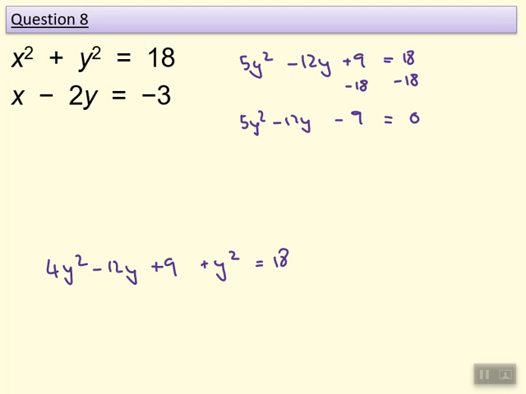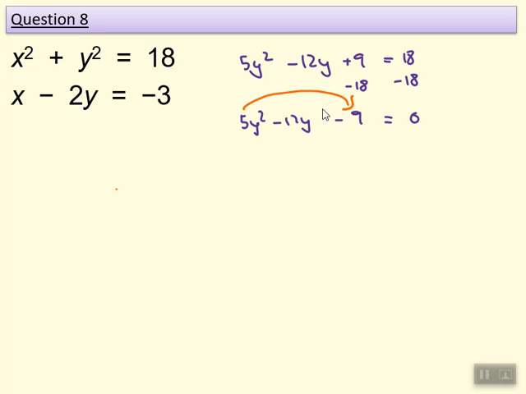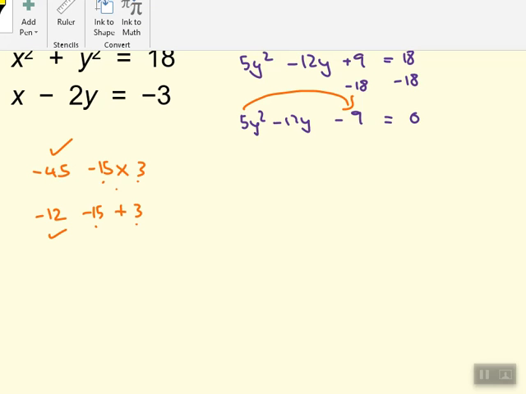Now the numbers aren't very big on this one, so let's do it with the arrows. 5 times minus 9 is minus 45. So we need to find two numbers that multiply to minus 45 and add to minus 12. I think it's minus 15 times 3. Yes, it's definitely that, because minus 15 times 3 is minus 45, and minus 15 add 3 is minus 12. So they're definitely the two numbers. Writing them in the middle.